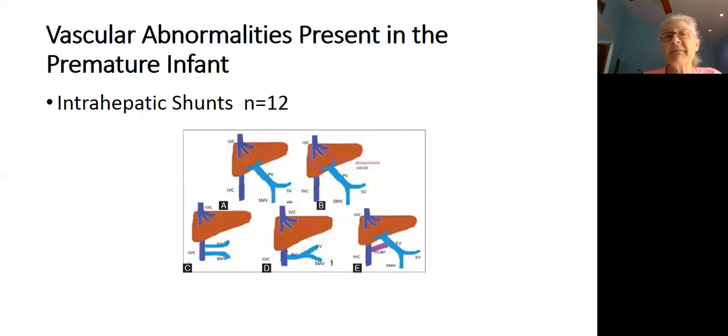They also can have vascular abnormalities. In our study, 12 had intrahepatic shunts. 6 of those were patent ductus venosus that closed, but 6 of them were abnormalities from embryology of the portal vein called Abernethy shunts. These are more common with cardiac disease, but don't have to have cardiac disease.